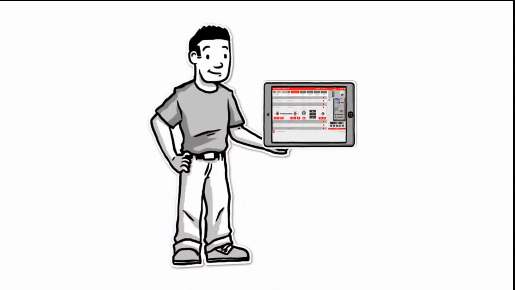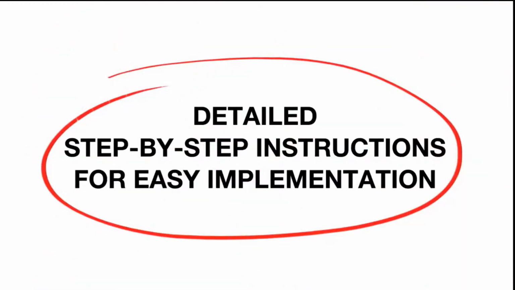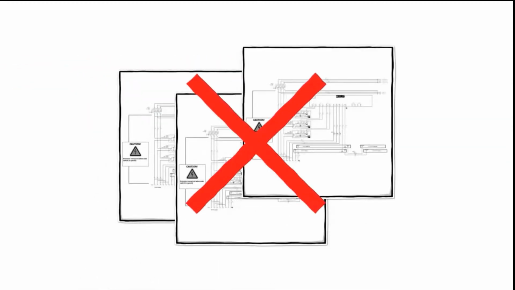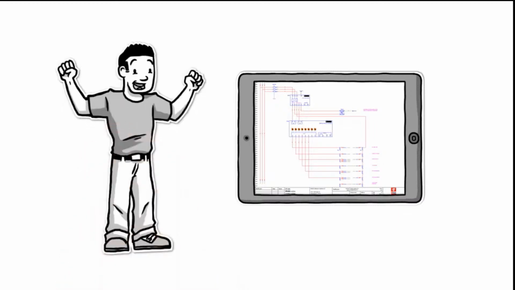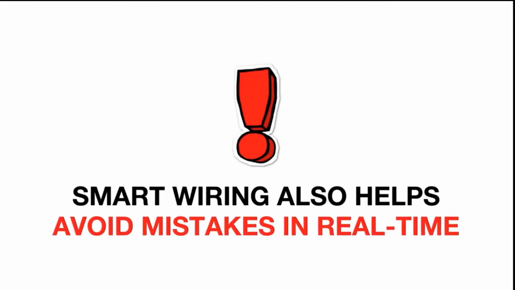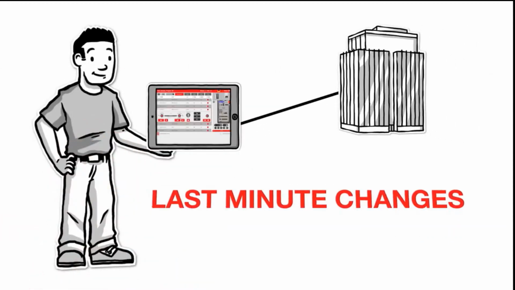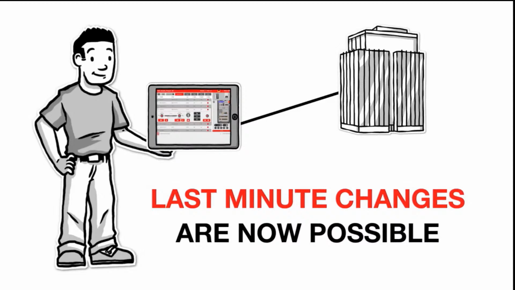With the help of a smart device, you can access ePlan Smart Wiring and receive detailed step-by-step instructions for easy implementation. Wiring can be completed without schematics or layouts, and connections can be recorded using the traffic light principle. In addition to creating a transparent guideline, Smart Wiring also helps avoid mistakes in real time. By running an automatic project comparison, last-minute changes are now possible.